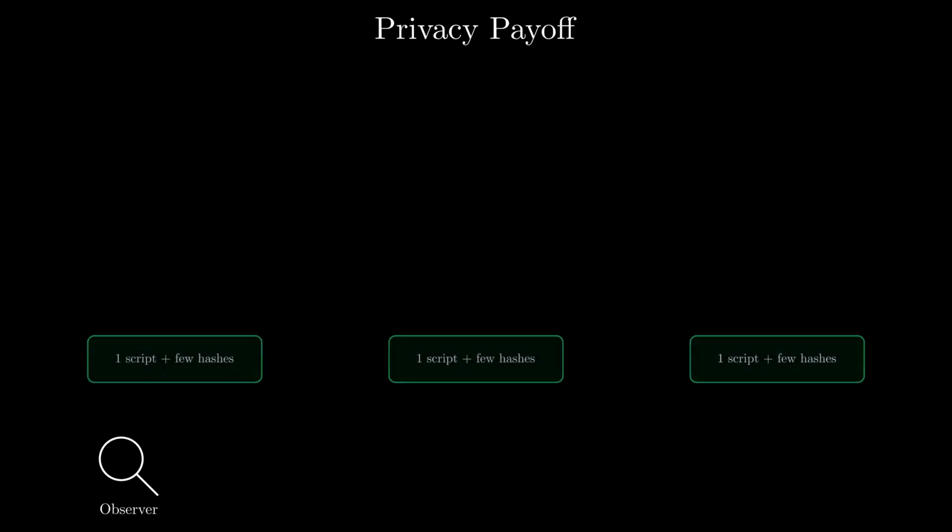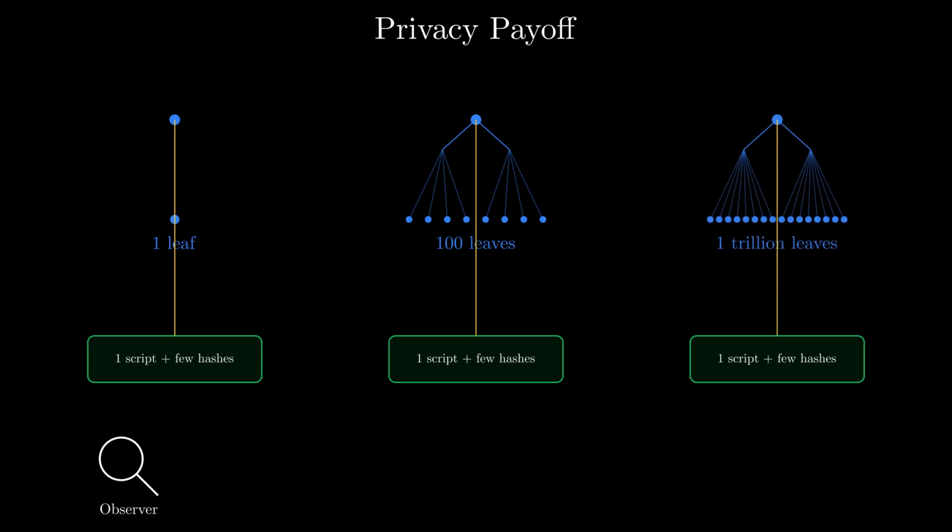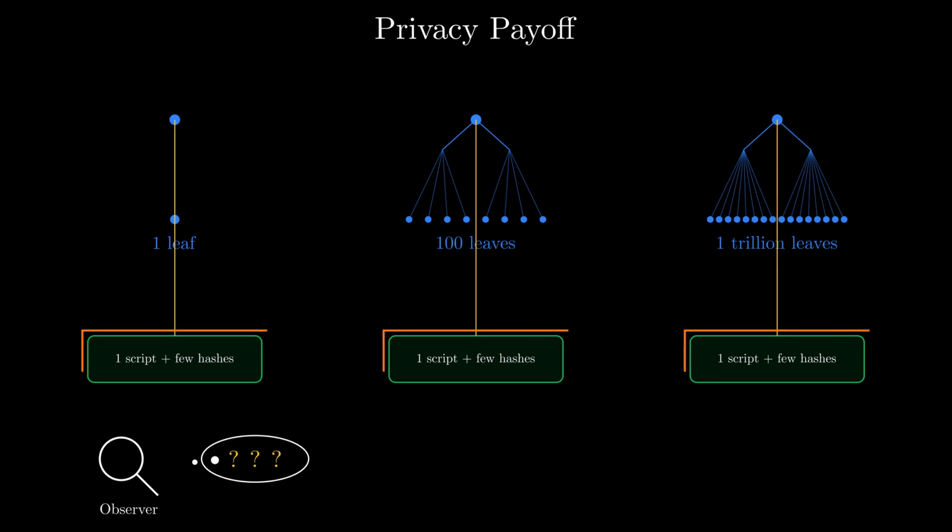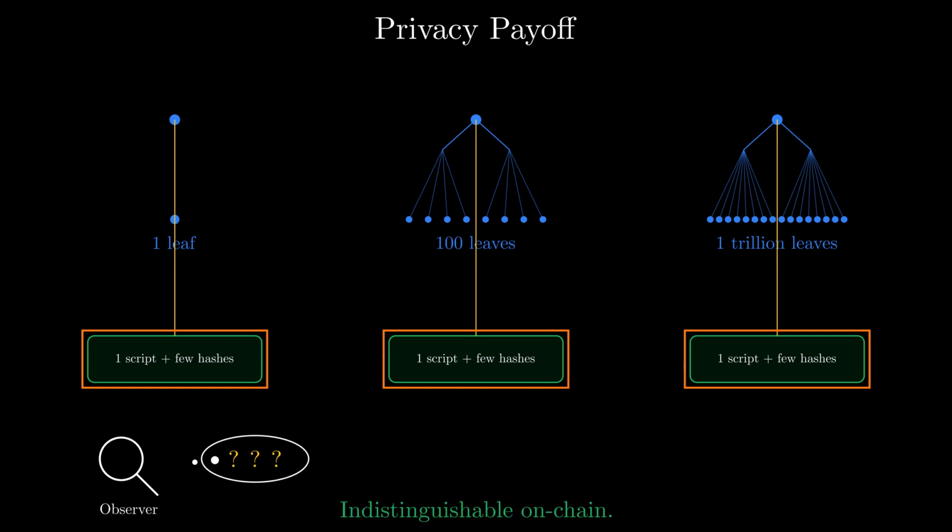And here's the privacy payoff. An observer watching the chain sees one revealed script and a few hashes. They cannot tell whether your tree had 1 leaf, 100 leaves, or 1 trillion. A simple wallet and an enterprise vault with thousands of contingency clauses produce identical-looking spends. The unused branches don't just stay private, their existence stays private.